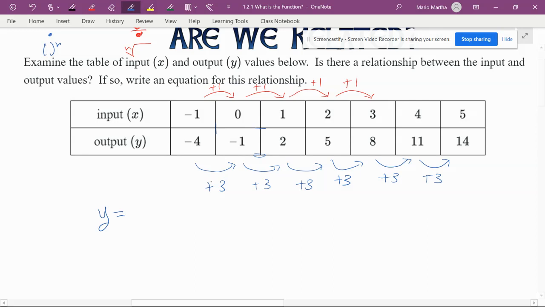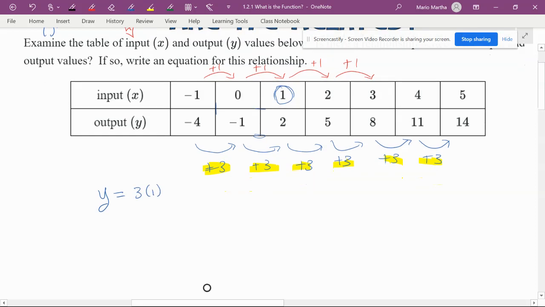And if you notice here, this has a lot to do with the +3s. So every time I look at something, for example at 1, if I multiply that times 3, I get 3. And then how can I get a 2? Let's see, 3 times 1 is 3, and to get a 2, I would have to subtract 1. And that's also my initial value.